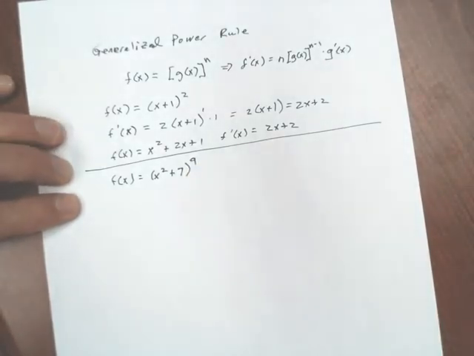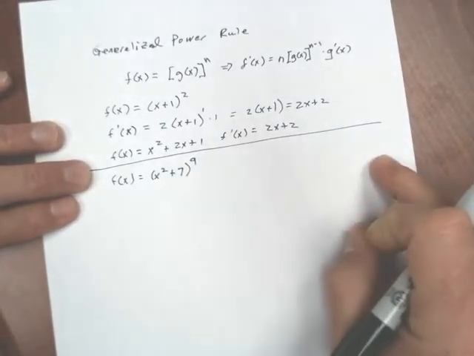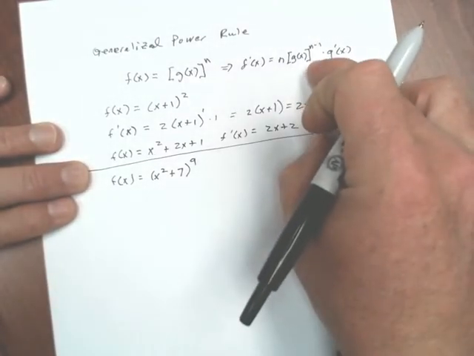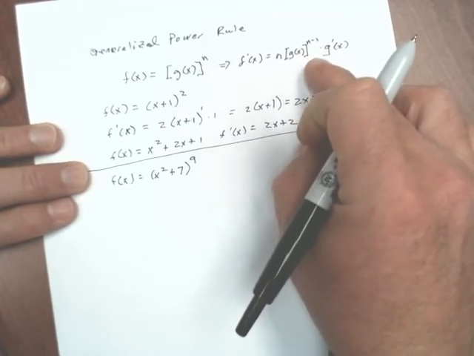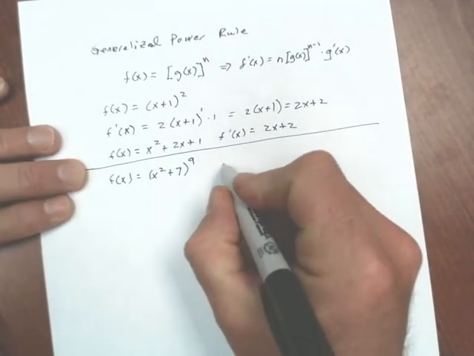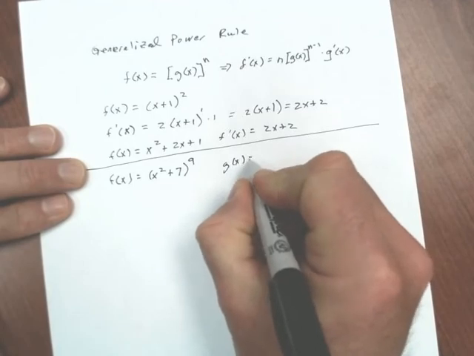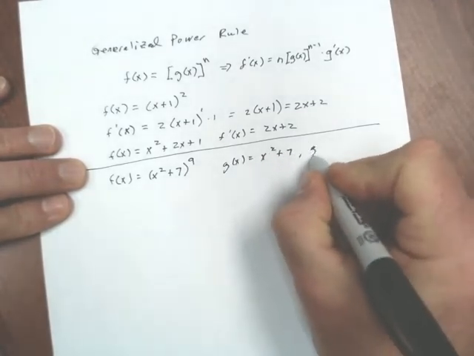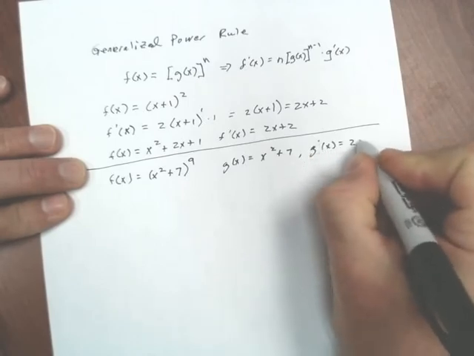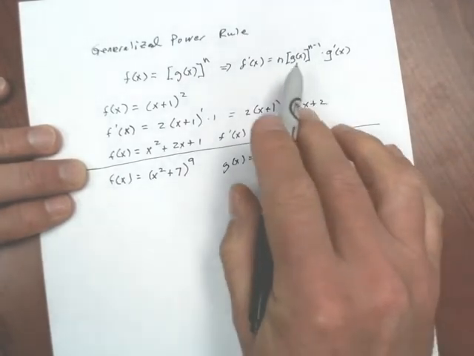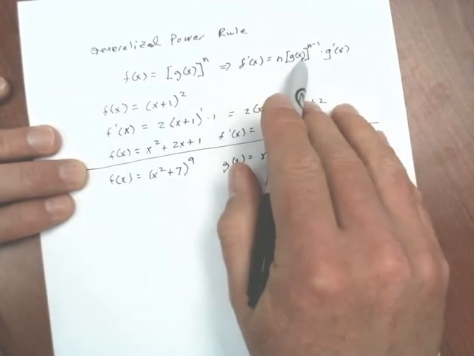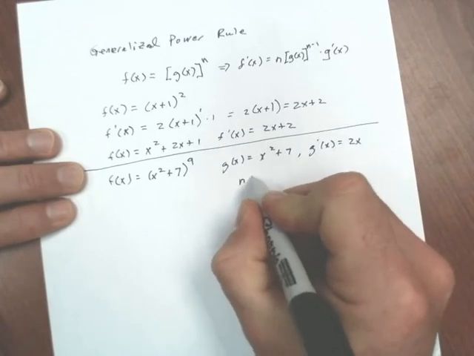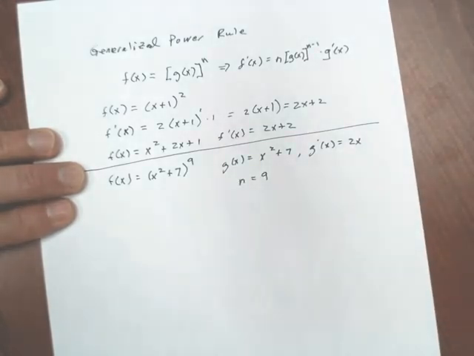Now, FOILing that out would be very laborious. We wouldn't want to do that, but we can just implement the generalized power rule. In this case, g of x would equal x squared plus 7. This means g prime of x would equal 2x. So now, just like everything else, this is a formula. We're going to plug everything we have into the formula. In this case, n equals 9.